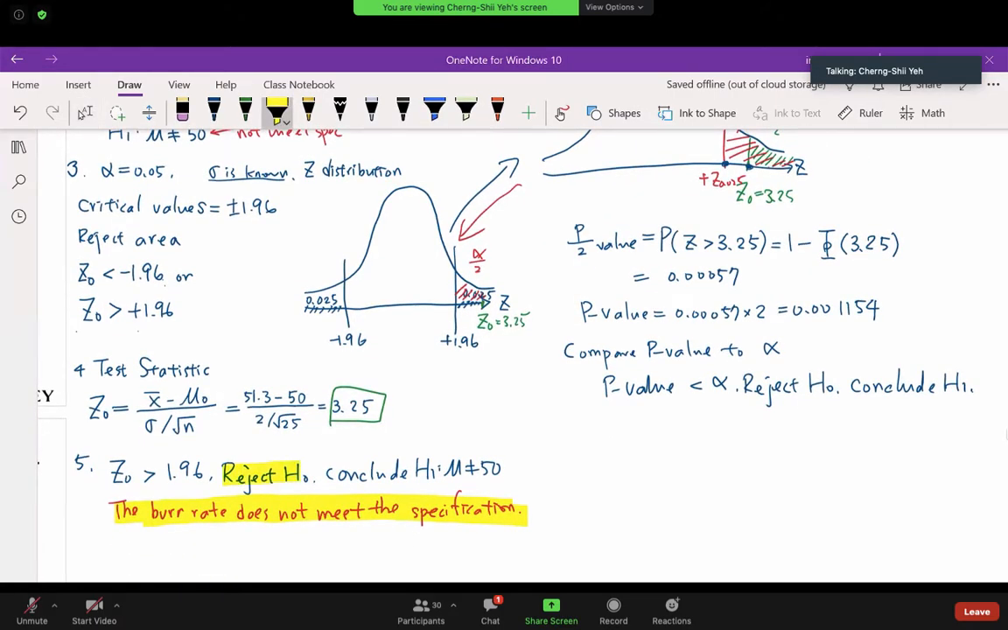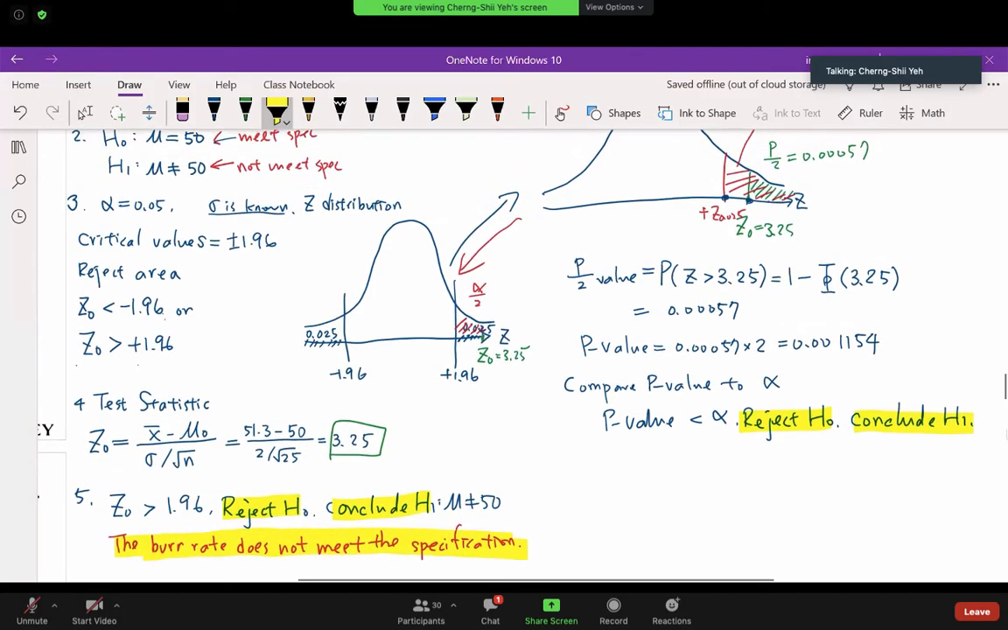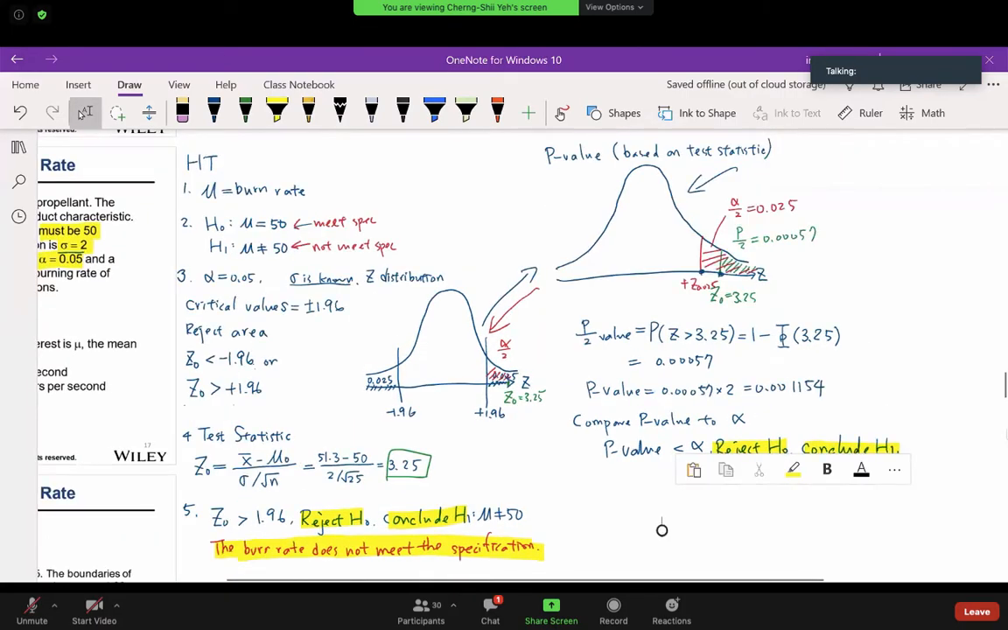Reject the null hypothesis, conclude alternative hypothesis. So does it matter if you use the first method, compare the test statistic to critical value, or the second method, compare p-value to alpha? Both will come to the same conclusion. Okay, I'll give you a minute to write this down. And also elaborate more on why this is important, since it seems complicated.